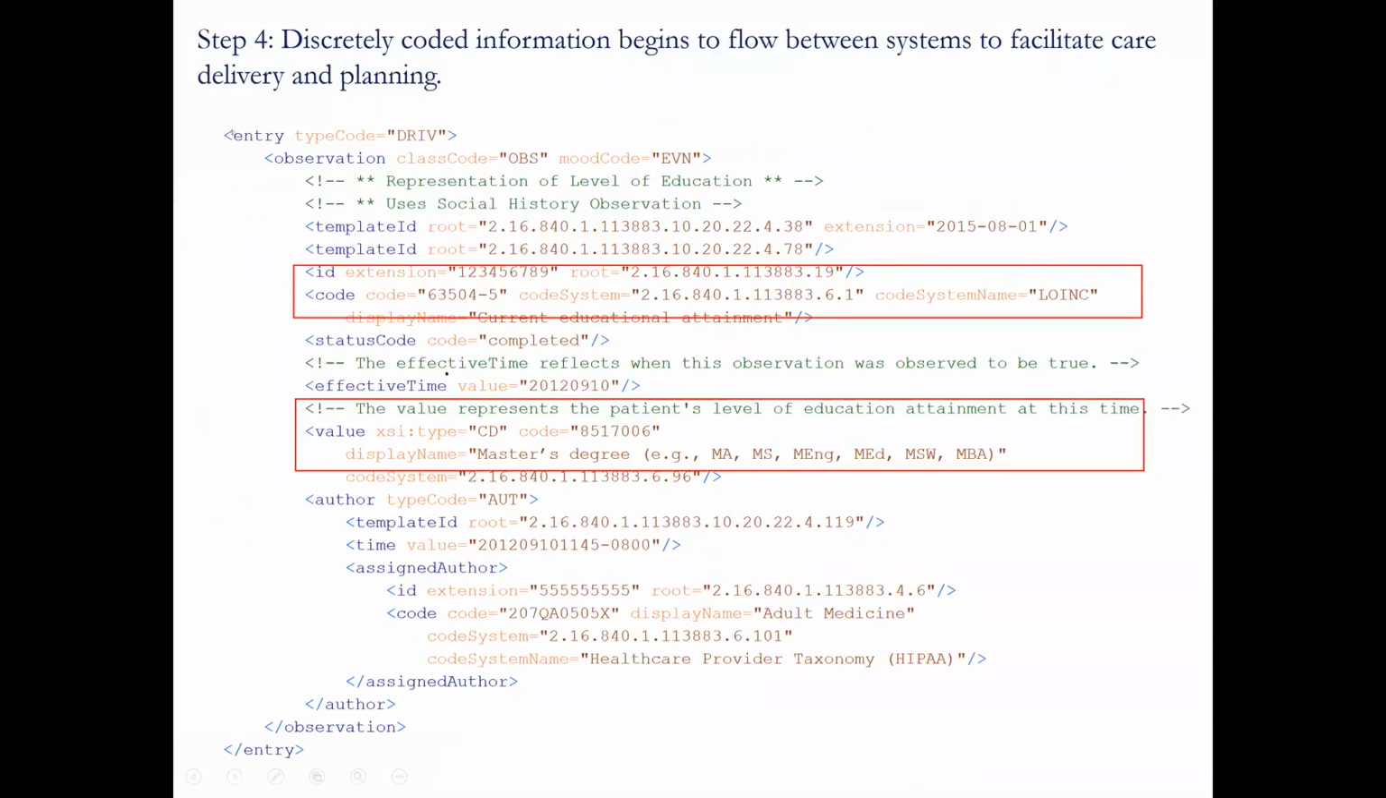And here you can see this is an entry of information that is using one of those observation structures to represent the concept that I showed you before in LOINC. Here's that number that we looked at, the data concept code that means current education attainment. And then in here you can see the computer has carried in the value element a coded data piece of information, coded with one of those LOINC codes that should mean master's degree.